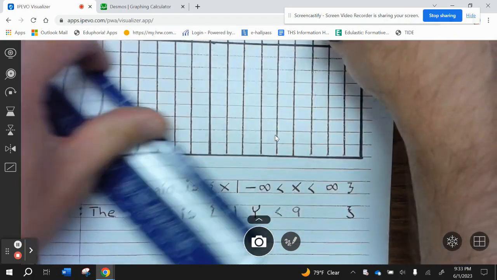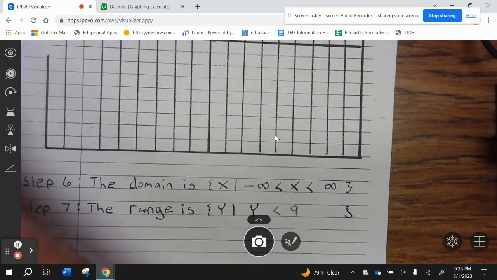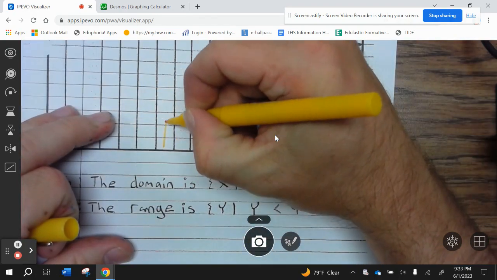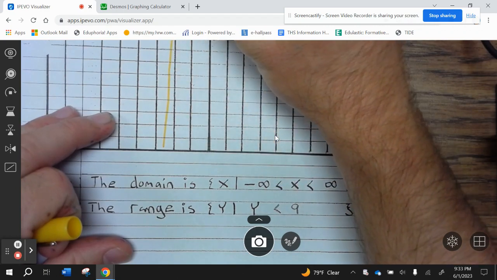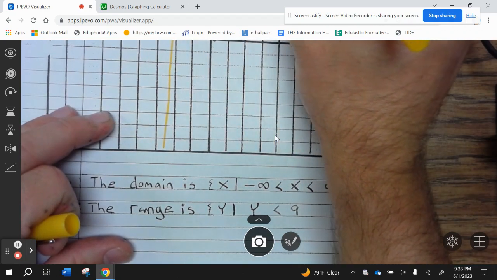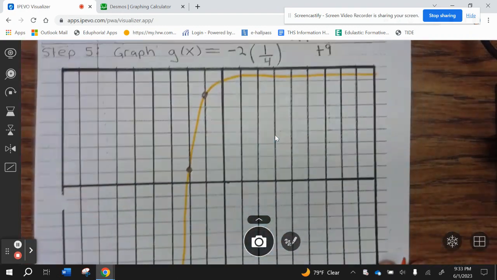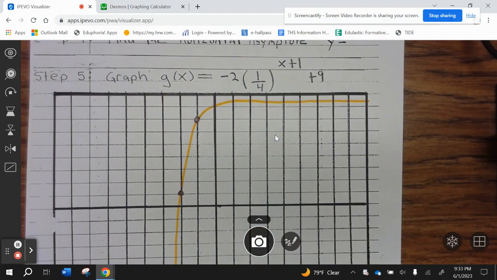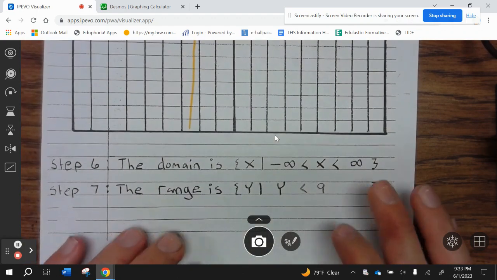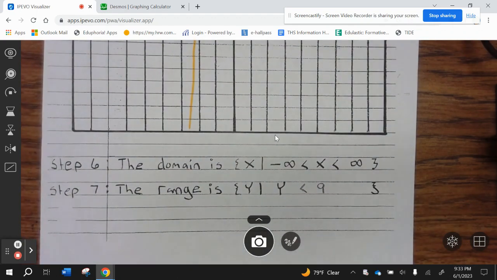So remember, leads up to the asymptote or down to the asymptote, so it goes like this. Okay. Go and finish up your graph. The domain is negative infinity to positive infinity. The range is y less than 9.